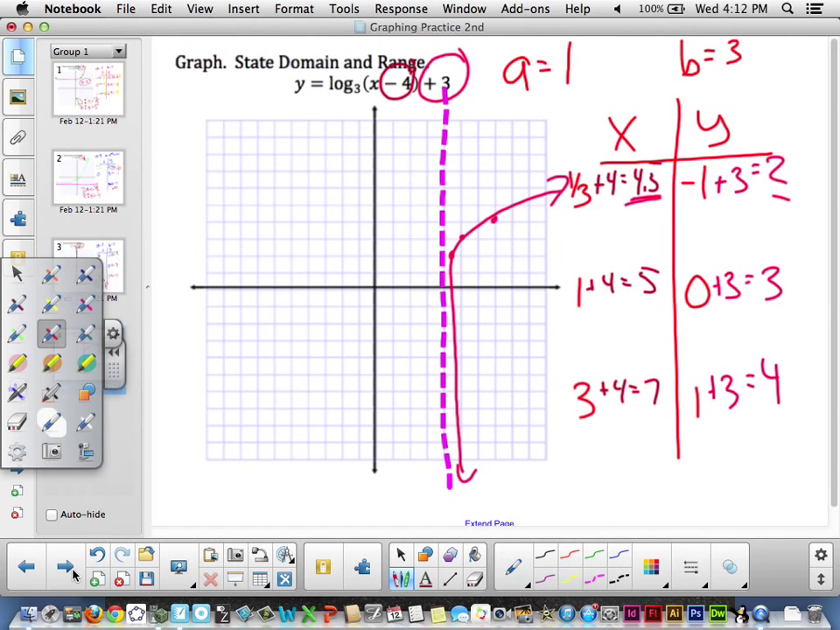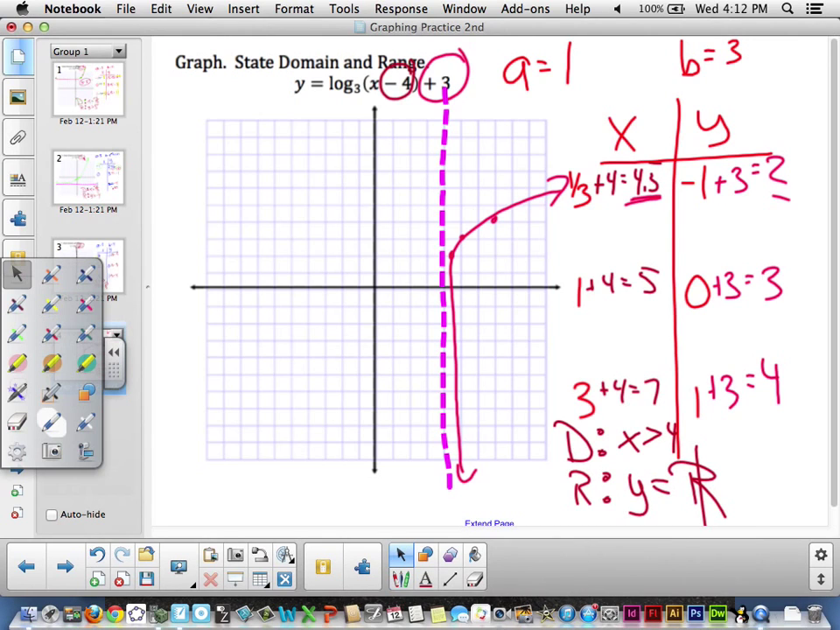And finally, for the last problem, our domain, we have a shift. We went 4 right. So our domain, x is greater than 4. And our range for logs is easy. All real numbers.